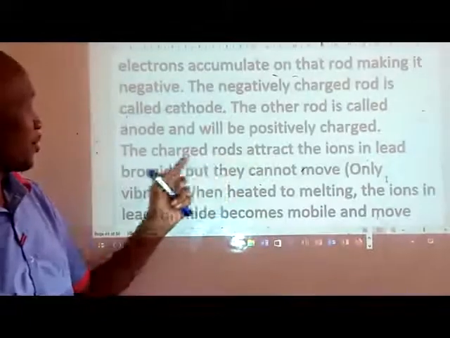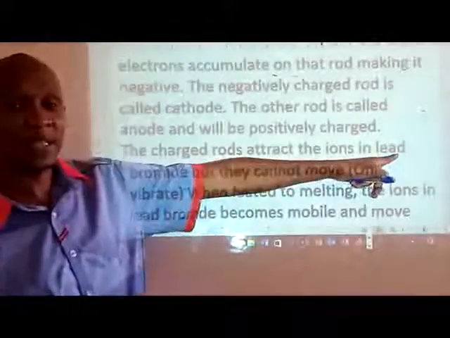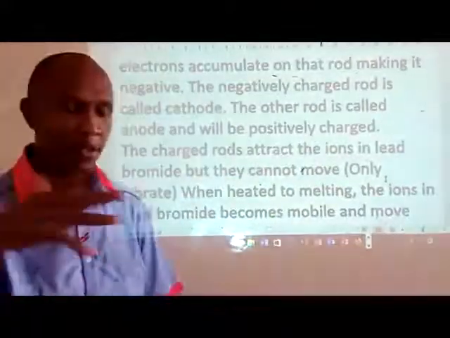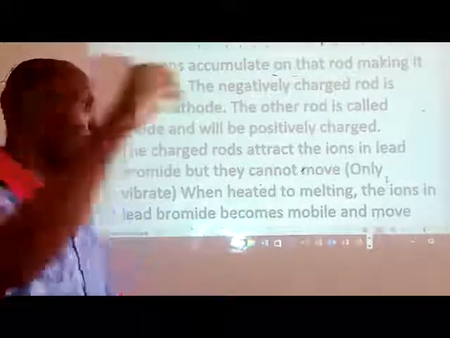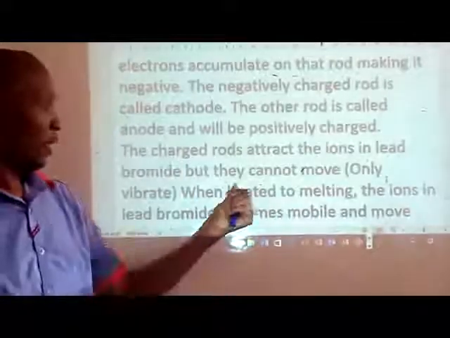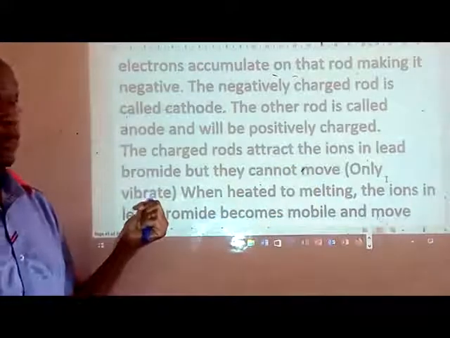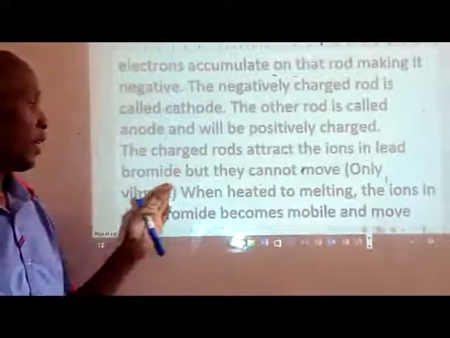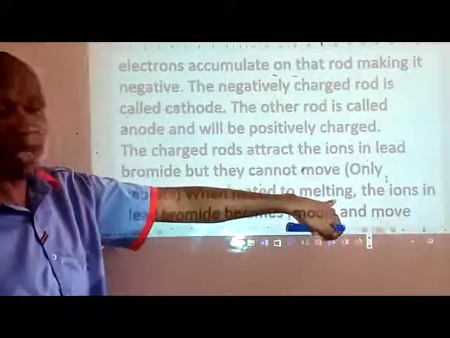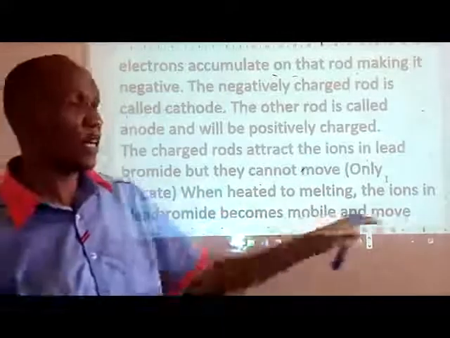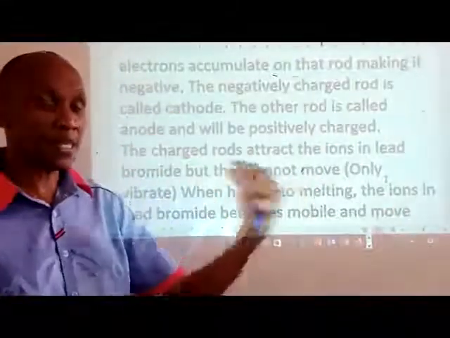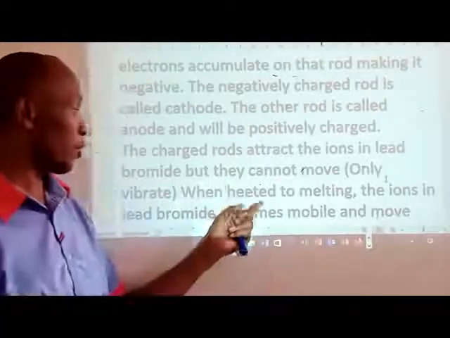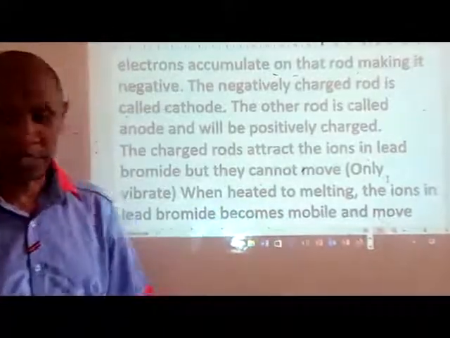Now the charged rods will attract ions, unlike charges attract: lead ions towards the negative, bromide ions towards the positive. But for that to happen, it must be in liquid state. So the heating was necessary, until it melts, so that the ions can now become mobile. So the lead bromide still does have ions, but the ions are not mobile. They are just vibrating. So you need to convert them to ions that actually move.